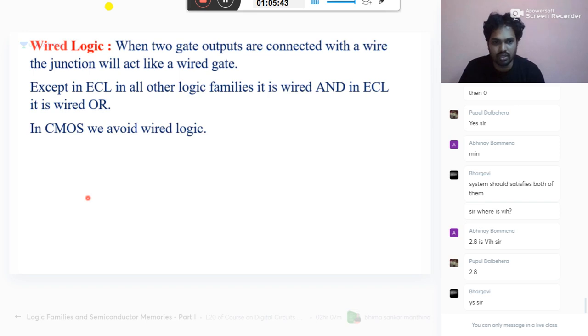Now, let me give you the explanation with the help of one figure. Suppose you have two gates. So, both the gate outputs are connected with a wire.